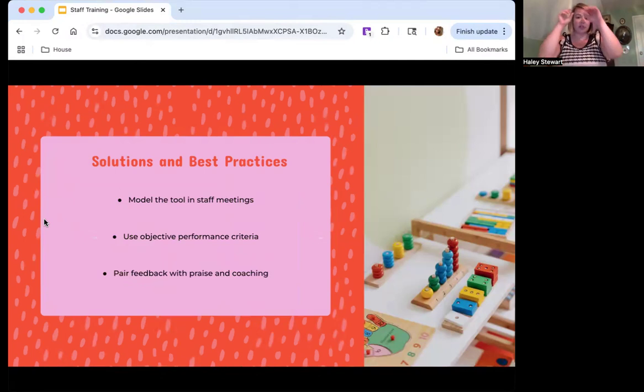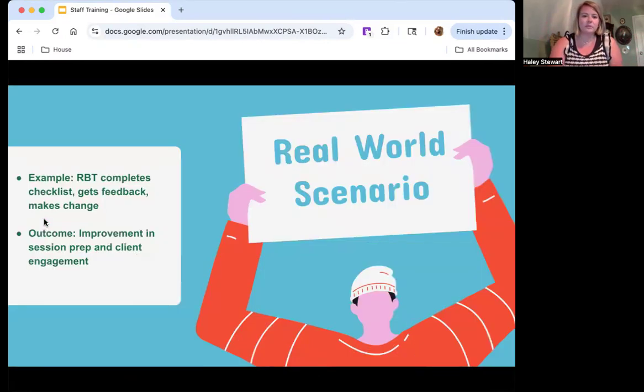So some of our solutions and best practices for this would be monitoring these self tools in meetings and during your actual supervision. Using objective performance criteria always, and pairing feedback with praise and coaching. So never just handing out what needs to be corrected and not giving that support after.